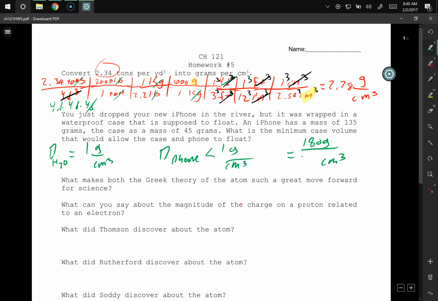So if I put, I don't know, 190 down here, my density is going to be 0.9 something or other, right? Is that going to float? Certainly, that will float. So the answer for this one is any volume that's greater than 180 centimeters cubed.